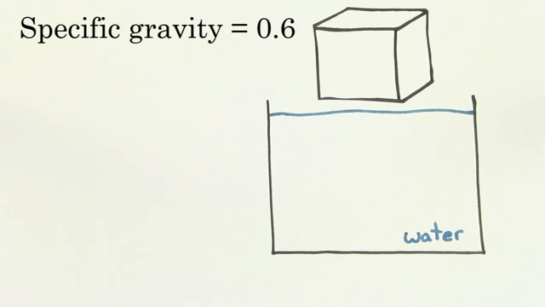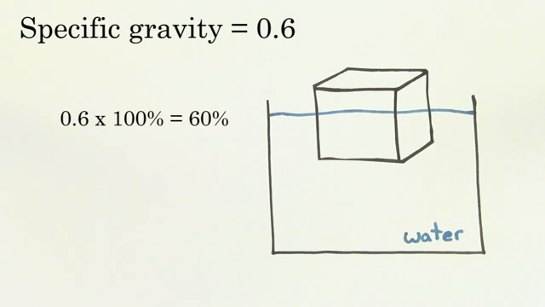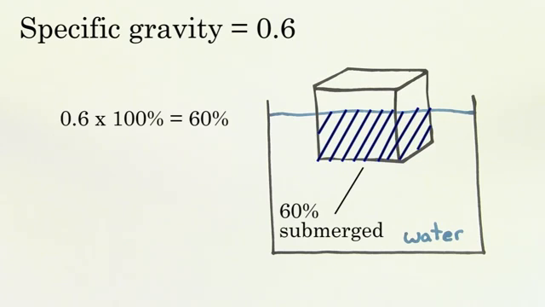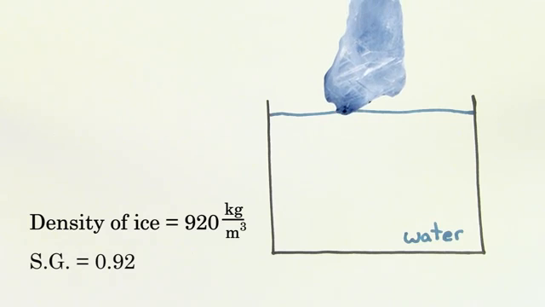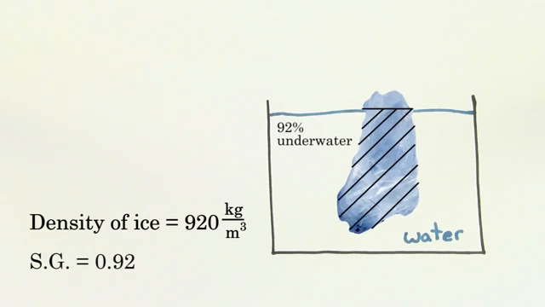If the cube of wood had a specific gravity of 0.6, 60% of the wood would be submerged beneath the water's surface. Ice has a density of about 920 kilograms per meter cubed. That means ice has a specific gravity of 0.92. And that's why 92% of an iceberg's volume is actually underneath the water.